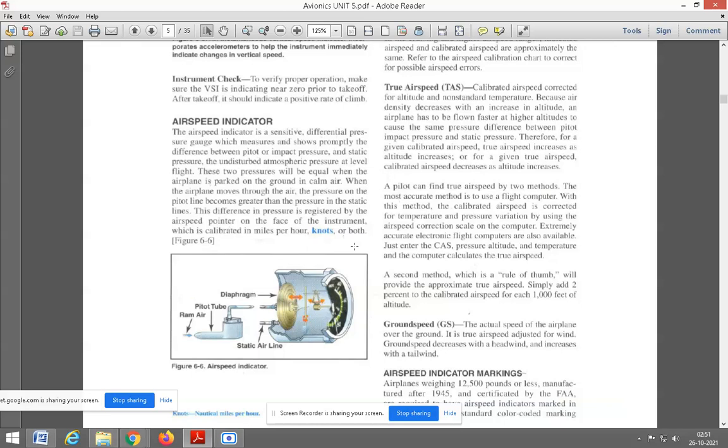The airspeed indicator shows these two pressure values. Okay, so the unit is miles per hour, because here we are going to compare the static line and pitot line, and with respect to that we find out the speed, that is, miles per hour. So this is the diagram of the airspeed indicator. This is the static line, the pitot tube, and this is the diaphragm. The diaphragm is connected with your needle.